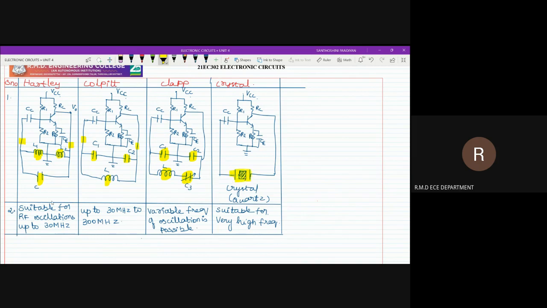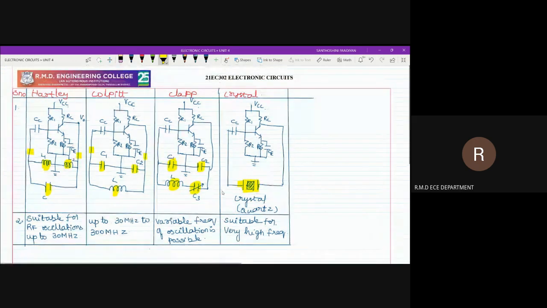The specialty of the Hartley oscillator is that it is suitable up to 30 megahertz. Here it is 30 to 300 megahertz. Here the frequency of oscillation can be variable, and this is possible only here, not in all the other oscillators. The crystal, we know already, is suitable for very high frequency, maybe in terms of a gigahertz.